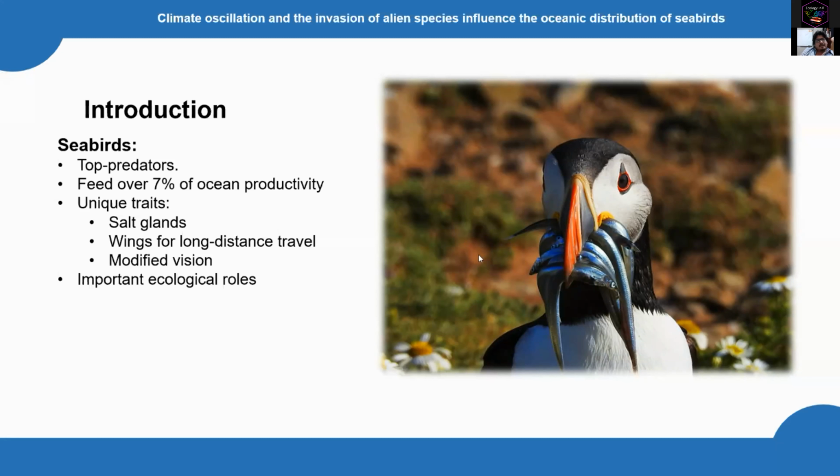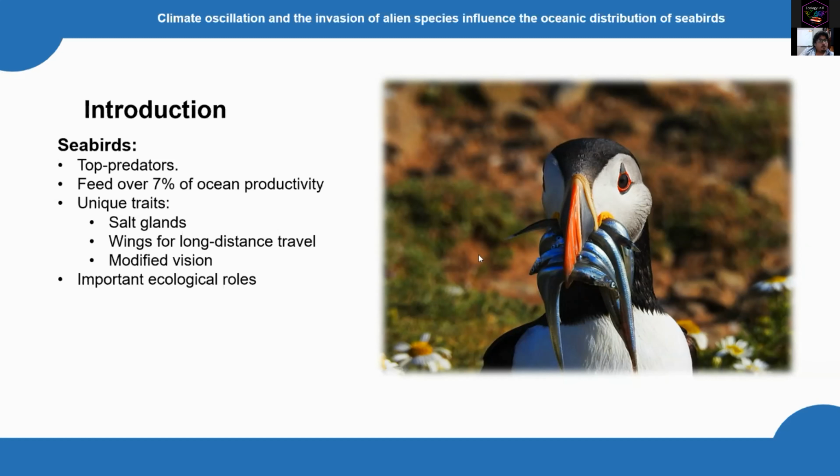Another important thing is that seabirds have unique traits that make them evolve to be particularly adapted to live in the ocean. In general, they have salt glands, they have adapted wings for long distance travel, and also they have a modified vision to locate prey in the ocean.